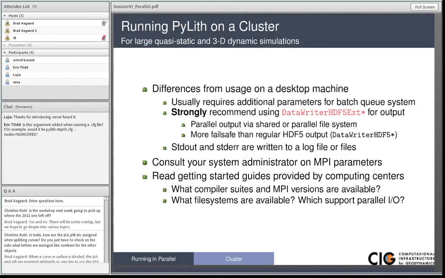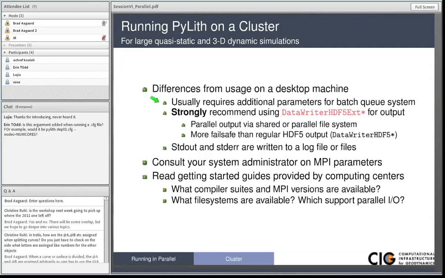As I mentioned before, one of the first things is it usually requires additional parameters for the batch queue system. And one of the very user-friendly aspects of PyLith is that PyLith knows about several common batch queue systems. So you don't have to know much at all about how to create a shell script to submit to the batch system. You just need to know what information you need to give to PyLith so that PyLith can create that batch shell script and submit it to the queue system.